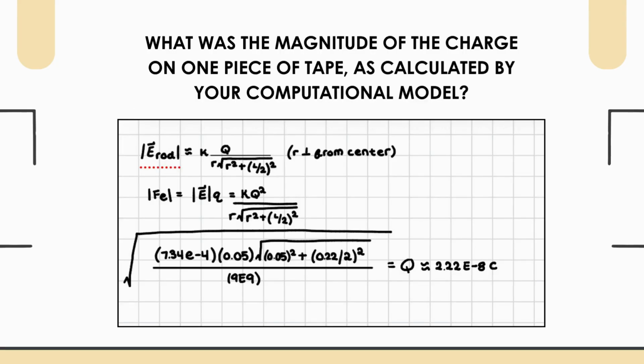What was the magnitude of the charge of one piece of tape as calculated by your computational model? To do this, we had to multiply the external electric field times the charge. I solved for Q in this case, which was the charge, and I used the electric field of a rod since this most closely resembled our tape. I found it to be 2.22 times 10 to the negative 8th coulombs.